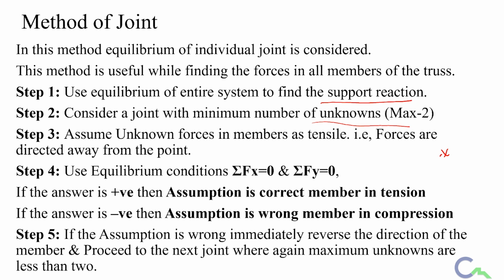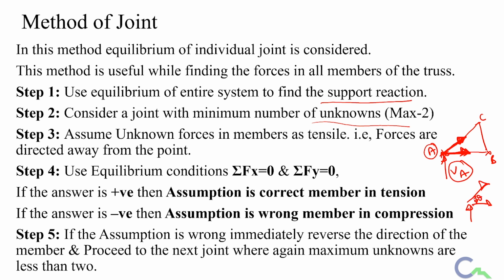As I said previously, if I consider any joint, say this is the reaction VA. So maybe these points are A, B and C. One truss is connected like this. First I will find this VA in the first step. I have to assume that initially all the members are in tension, that is, the force is moving away from the point. So after that, I will draw the free body diagram like this. I will calculate this angle.